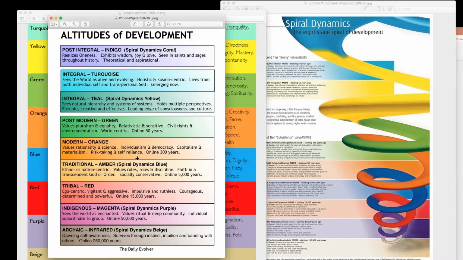Because today we look back on those behaviors and go, how primitive. But that's all they were, was primitive. And there was a whole other line of primitive behavior that came before them and one that came before them, all the way down to the most primitive that they are describing as being, well, beige most of the time. I don't know where infrared came into play, but dawning self-awareness.